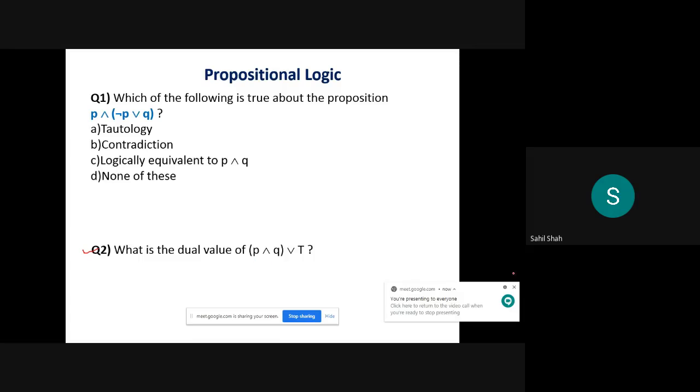Dual value of this. While computing dual, we have to look for the conjunction and disjunction symbols. Simply replace conjunction by disjunction, disjunction by conjunction, true by false and false by true. So the dual value of this expression will be P remains as it is. Instead of or, I will have Q. Instead of this or, I am going to put conjunction. Instead of true, I am going to put false. So this will be the dual of the original statement, which was P conjunction Q or F. Conjunction is replaced by disjunction, disjunction is replaced by conjunction, true is replaced by false. This is the mechanism of computing a dual value.